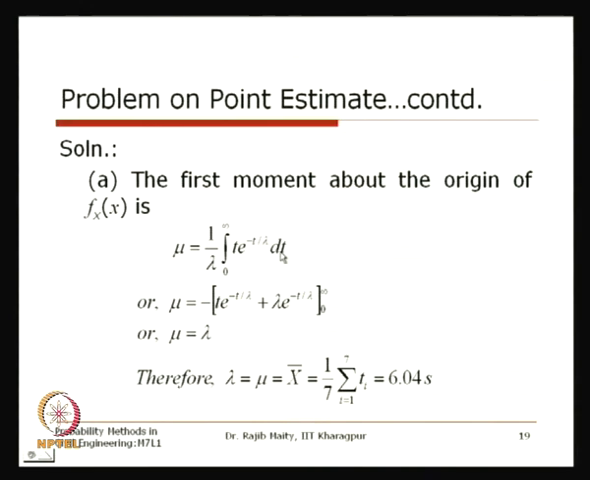Now if we use the other form of the exponential distribution, that is lambda e power minus lambda t, then you can see that mu will become 1 by lambda. So there lambda will be equal to 1 by x bar, and this will be 1 by 6.04 second. So it depends on in what way the parameter is used here.